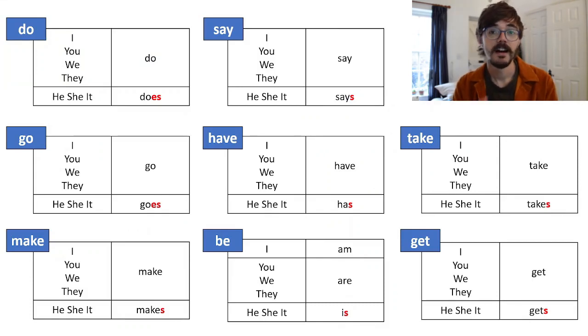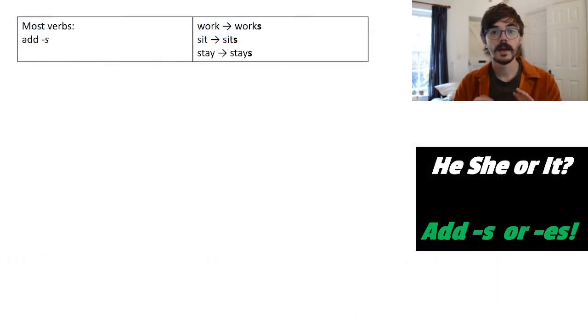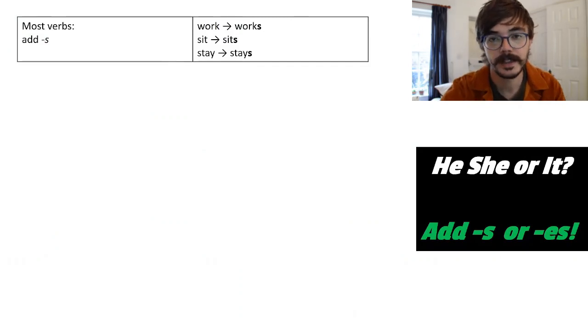However, I will show you the specific rules if you want to learn them. If you just want to learn with time, skip this next bit. So when do we add s and when do we add es? Well, most verbs we just add s for the he, she, it form. So he works, she works, she sits, it sits, he sits, he stays, she stays. Most we just add s.